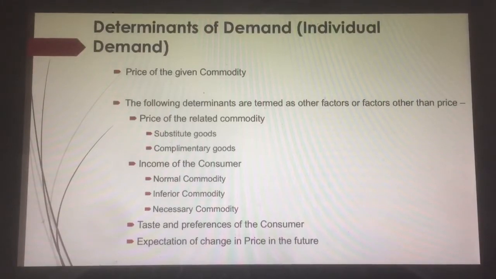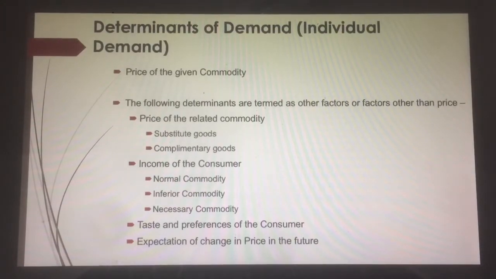Complementary goods. Complementary goods are those goods which are used together and satisfy a particular want. Without one good, the other want cannot be satisfied. An increase in the price of the complementary good leads to a decrease in the demand of the given commodity, and vice versa. Or, a decrease in the price of the complementary good leads to an increase in the demand of the given commodity.